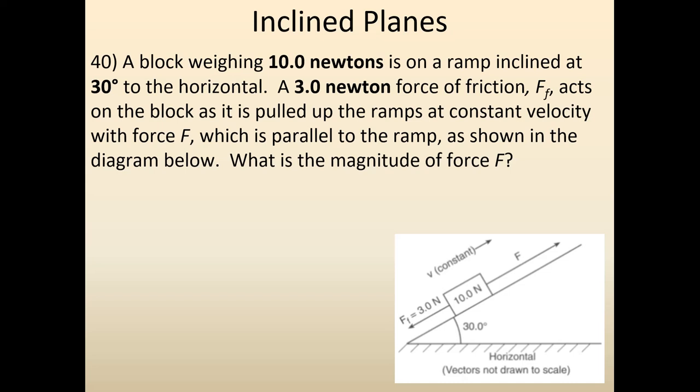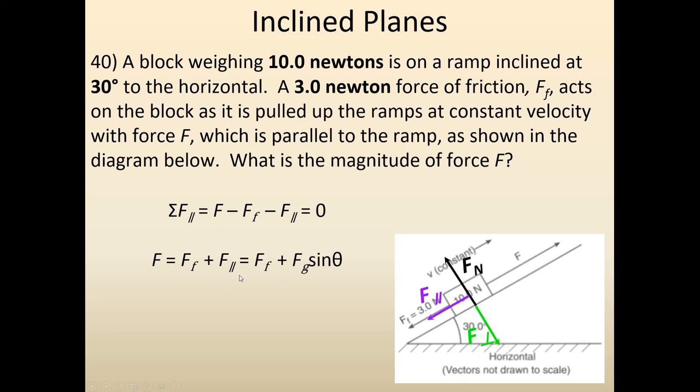All right, once again, I want to start off with drawing my FBDs. Now from here, we're trying to find F. Because it says that the block is pulled up at a constant velocity, I know that the sum of the forces has to equal zero. So Fn and F perpendicular equal zero, and F and the parallel and the friction force equal zero. Because F acts parallel, what I'm going to do is sum all the forces in the parallel direction. So we get F going up minus the friction going down minus the F parallel force going down, all equals zero.